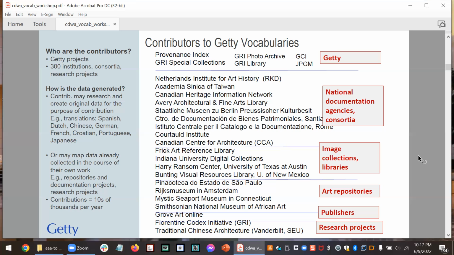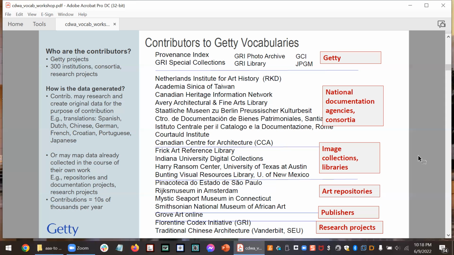Well, how do these contributors generate data for contributions? Now, in some cases, they may do research and create original data for the sole purpose of contributing. And this is true of a lot of the translation projects in Spanish and Dutch and Chinese, etc., ongoing. Or it could be that the contributor has data already in their systems.